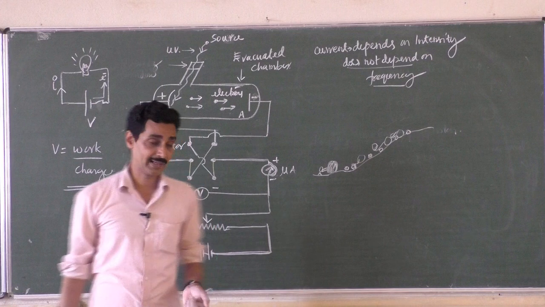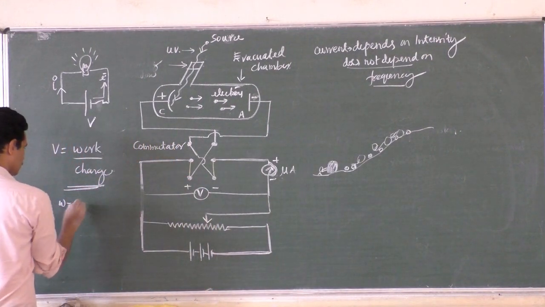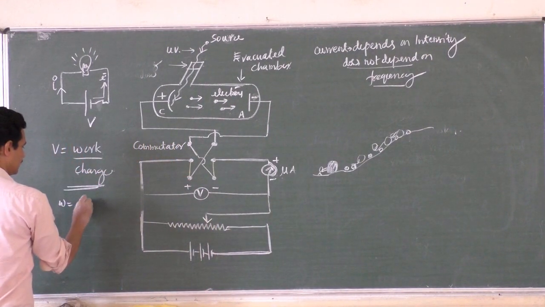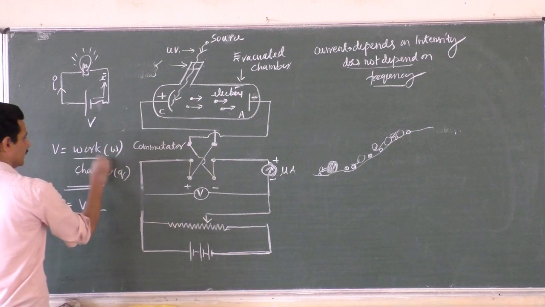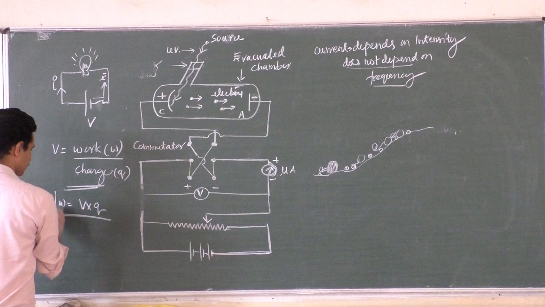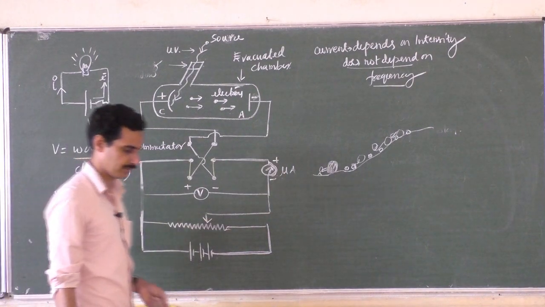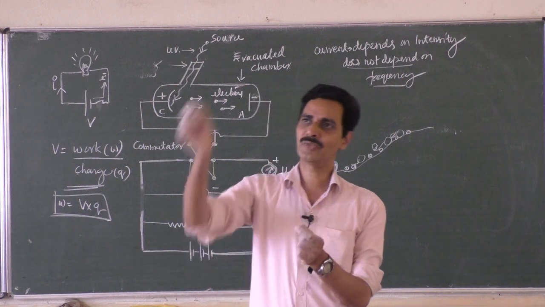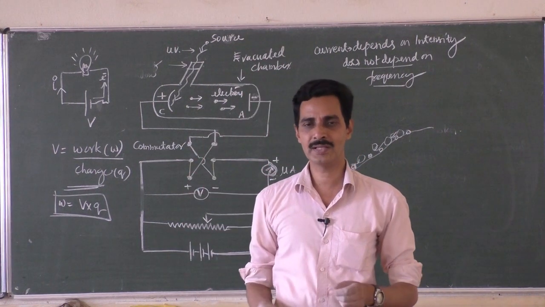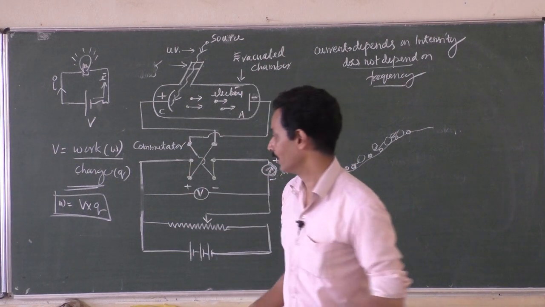What is the work done then? Work done is equal to potential difference into charge. Charge is Q, work is W. If you take it like this, this is the famous formula: charge into potential difference. For example, if a battery sends one electron from one end to the other end, if the potential difference of the battery is 10 volt, what is the work done, sir?